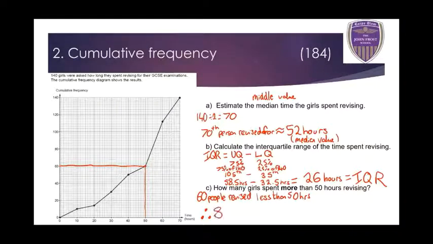Therefore, 80 people revised more than 50 hours. Okay? Because it's just everyone else. If we know 60 people revised less than 50 hours, then the rest of them have to have revised more than 50 hours. Okay, so 80 people revised more than 50 hours. Okay, job done. Good job if you got those right. Let's have a look at the next topic now.